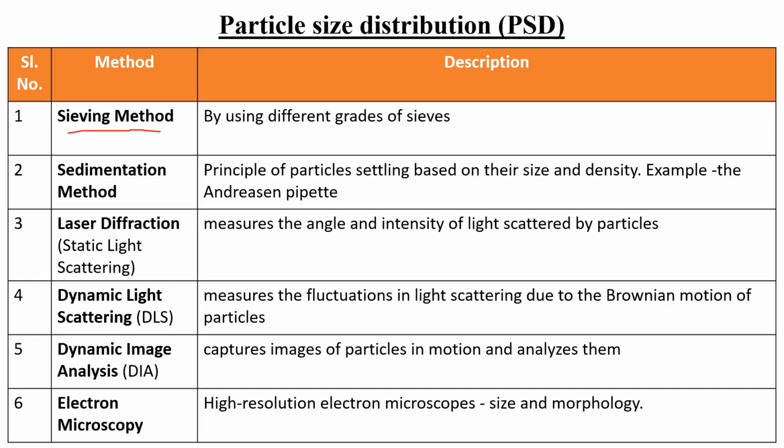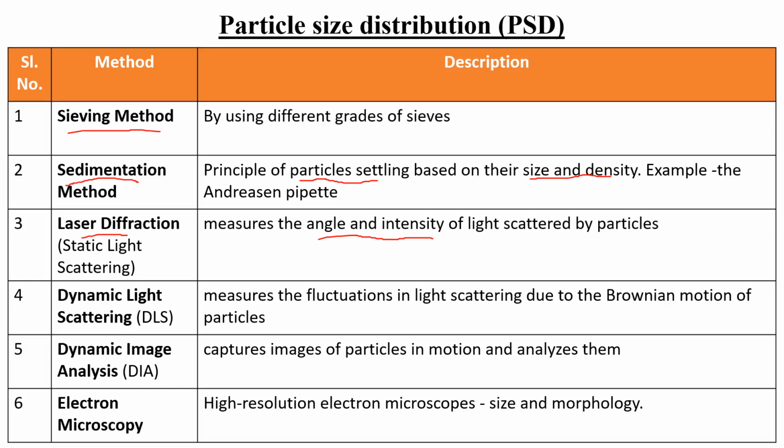Next comes the sedimentation method. In the sedimentation method, we are using the principle of particle settling, based on the size as well as the density. Here, we are using the Anderson pipette in the sedimentation method. Next comes the laser diffraction method. This is also known as static light scattering or SLS method. Here we are measuring the angle as well as the intensity of light scattered by that particular particle.